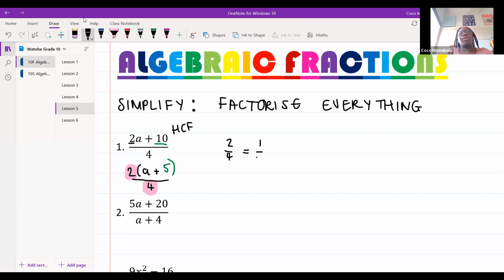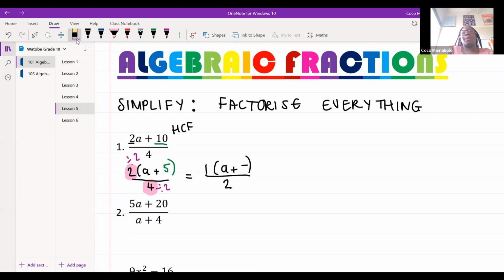That's it, 1 over 2. And how do we get to that 1 over 2? 2 divided by 2 is going to give us 1. 4 divided by 2 is going to give us 2. So that means on the top, what I actually have left, because the brackets didn't cancel, I've got 1 multiplied by a plus 5 over, and that one's now simplified to 2.